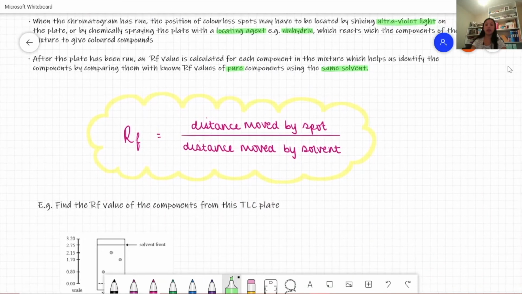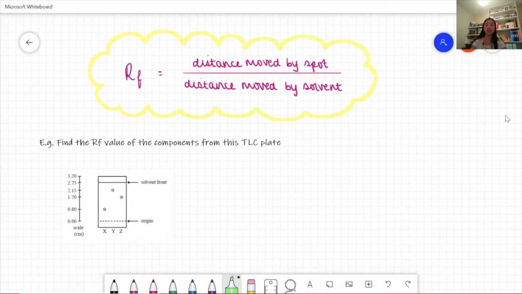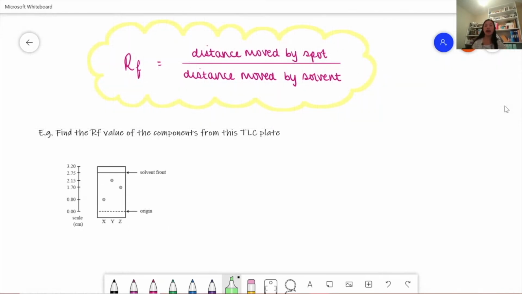The RF value is worked out by dividing the distance moved by the spot by the distance moved by the solvent. And so then we can compare this value with known RF values for pure components using the same solvent, and that's how we can identify them. So for example, if we had done a TLC experiment and obtained this, if we were to find the RF values of the components from this, what we would do would be firstly calculate for x.